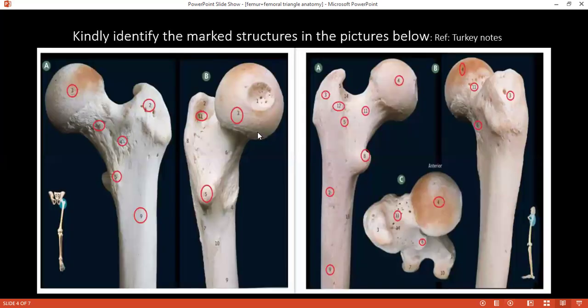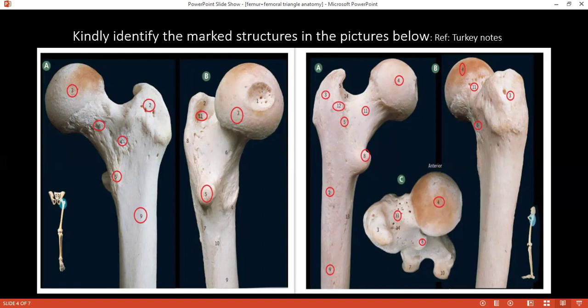Can you identify the bones you are looking at on the screen? I'm looking at the femur bone of the left side. Yes. Can you please tell me how the hip joint is formed? The hip joint is formed by the articulation between the head of the femur and the acetabulum of the pelvic bone.